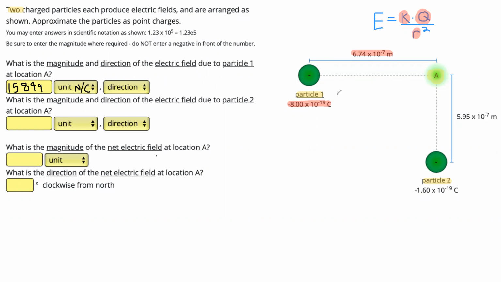The direction there, since the particle is negatively charged, we know that field lines go from positive towards negative, so it's going to be going left towards that negatively charged particle. Then we'll do the same for particle 2.